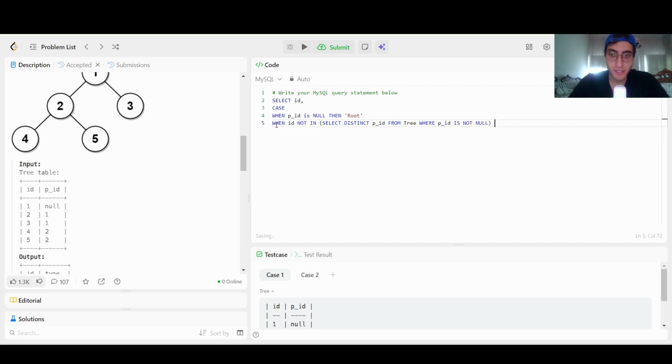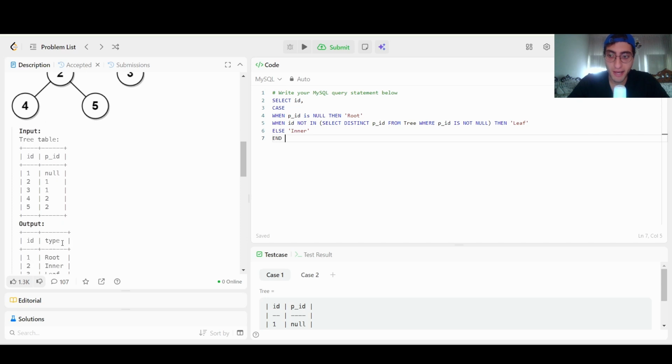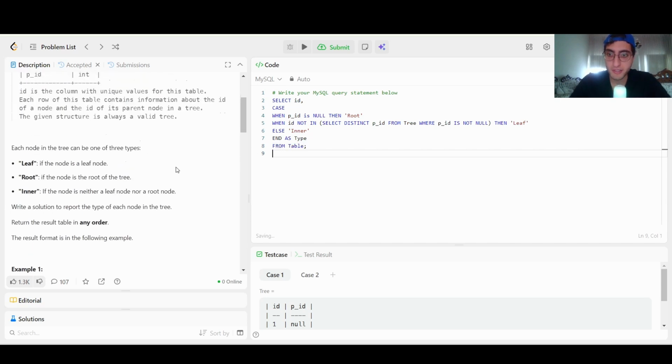And so basically, if our ID does not appear in our parent ID column, then we have a leaf node. Otherwise, we have an inner node. So at this point, we can end our case statement. And since we're selecting a case statement with these cases and we want to return it as type, we're going to use the alias, or AS statement, and name it as type. Now we're selecting ID and case as type from our tree table. And that's basically it. We can submit and see if our code works.